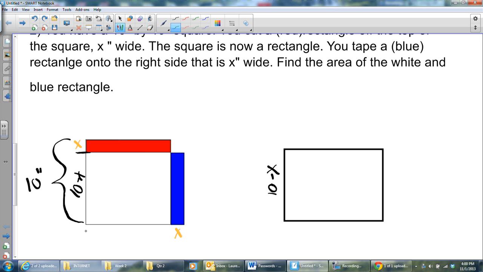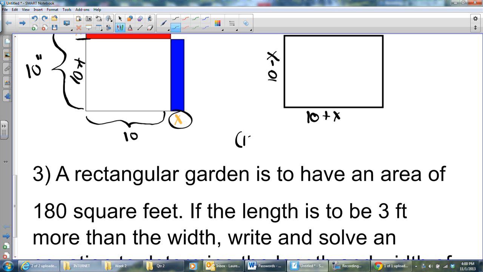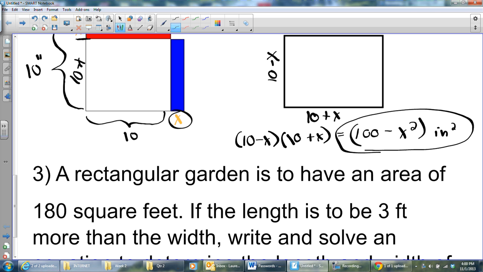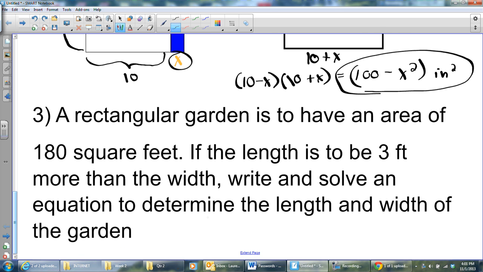Now, this distance from here to here was 10 inches, but we added the rectangle to it. So the base is 10 plus x inches. Well, now I need to find the area of the two together. Well, how hard can this be? I'm going to do 10 minus x as a quantity times 10 plus x, and that's a FOIL problem. And so I'm going to get 100 minus x squared, and that will be, what am I in, inches? Inches squared. And there you go. Piece of cake. All right, one more problem.